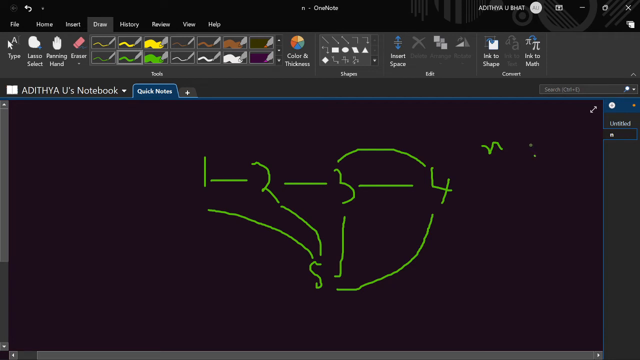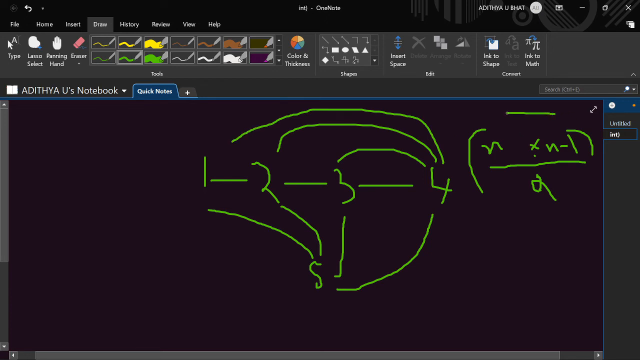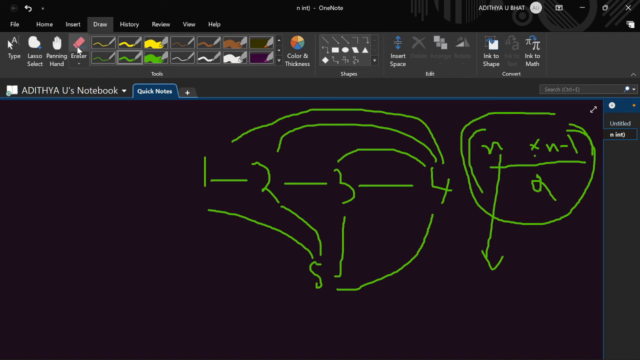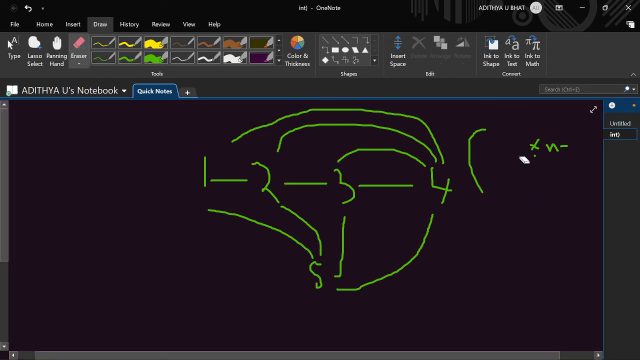Total there will be n into n minus 1 by 2, because each vertex should be connected to every other vertex, right? So n into n minus 1 by 2, because we cannot count it two times. If 4 is connected to 3, again counting 3 is connected to 4 is not needed because it's an undirected graph, so it is n into n minus 1 by 2. So the total degree of the vertices in a component should be n into n minus 1 by 2, where n is the number of vertices in the component. I think I have made you sure of the condition for the graph to be feasible.